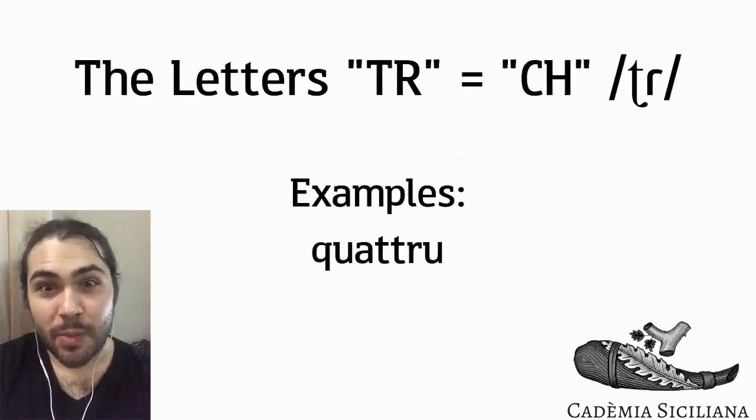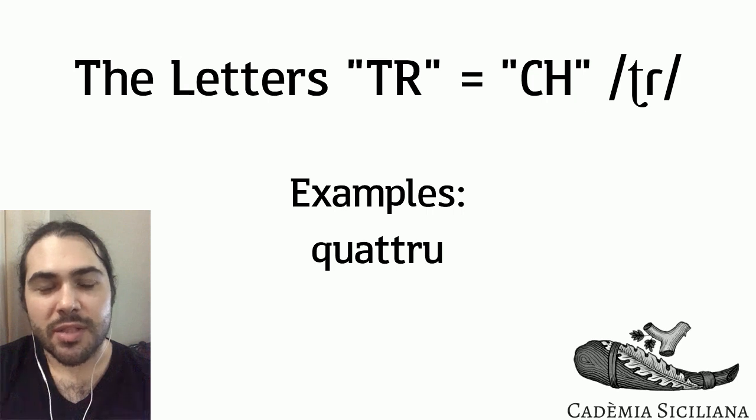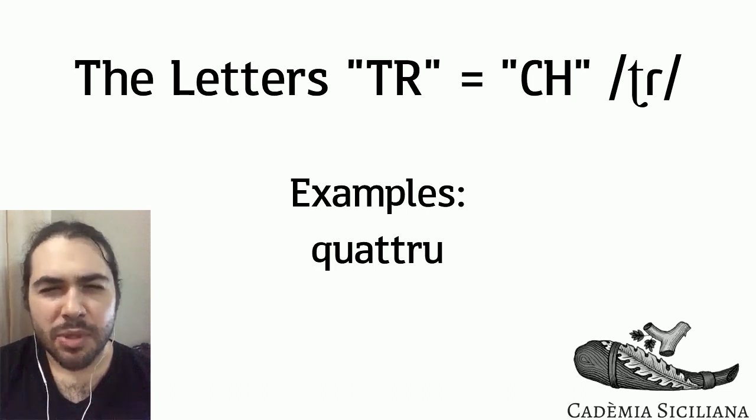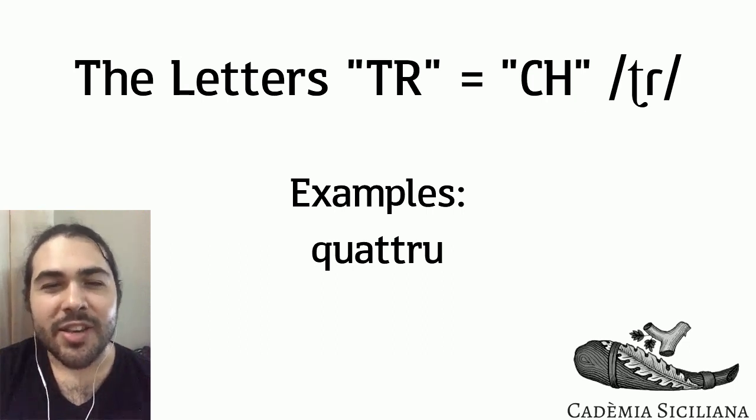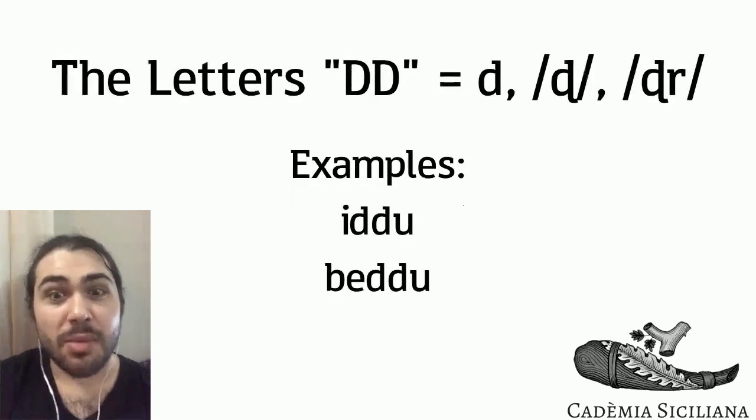The second would be TR, which is a really distinctive part of Sicilian. And it's kind of like the TR in the word tree in English. So you put your tongue just a little bit back. So like the word four in Sicilian is quattru, quattru. And you can hear it just a little bit different from tree, but if you say tree, people will understand what you mean.